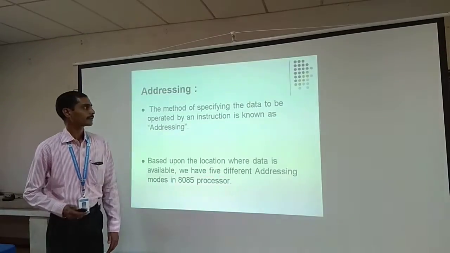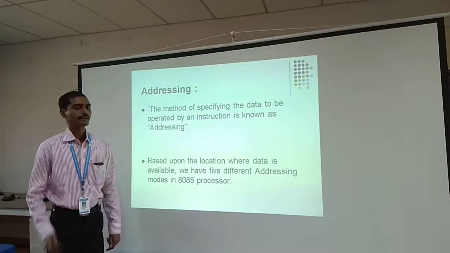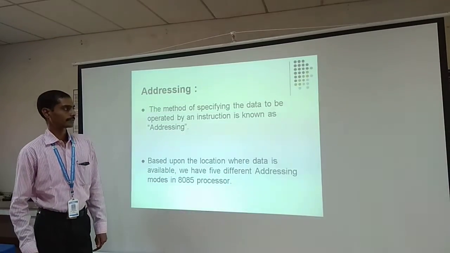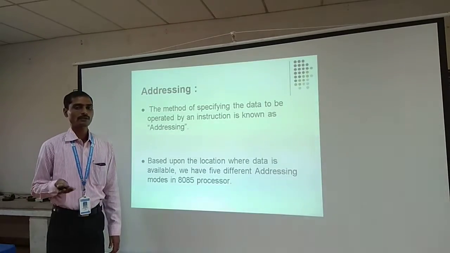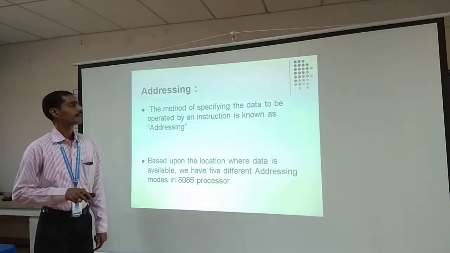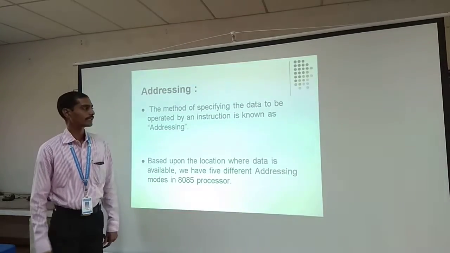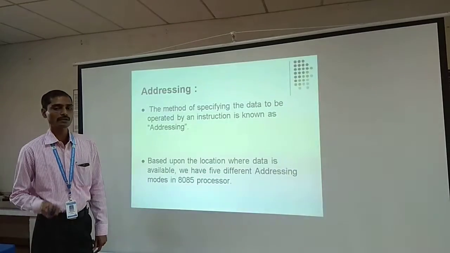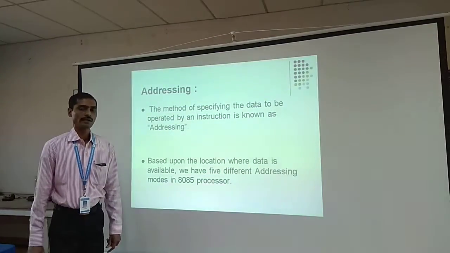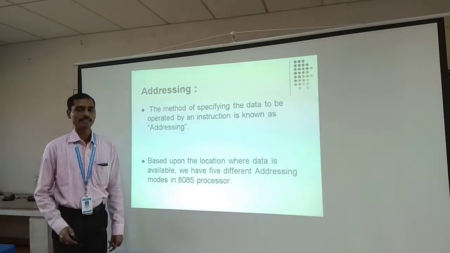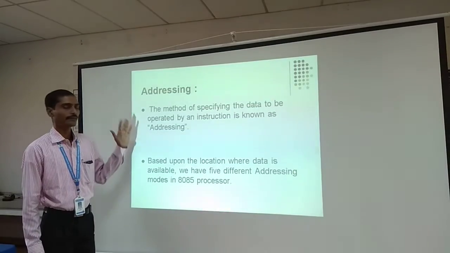In a microprocessor, in order to execute an instruction, first the microprocessor has to place the 16-bit address on the address bus. When the address reaches the particular memory location, the memory location will place the data on the data bus. When the data reaches the CPU, it will be stored in the instruction register. Then the instruction decoder will decode the opcode and perform the operation based upon the nature of the instruction. So in order to locate the data, we need addressing.